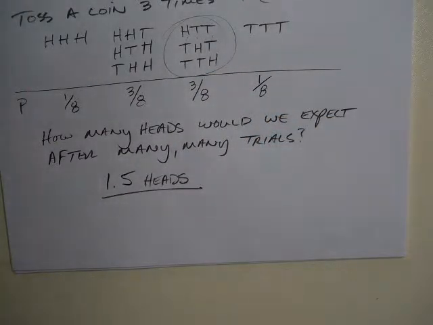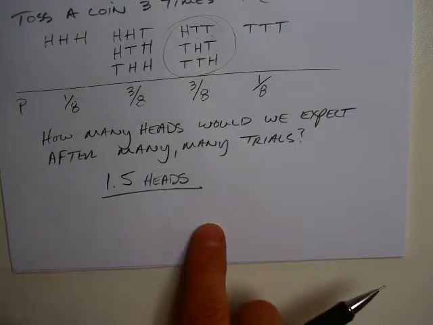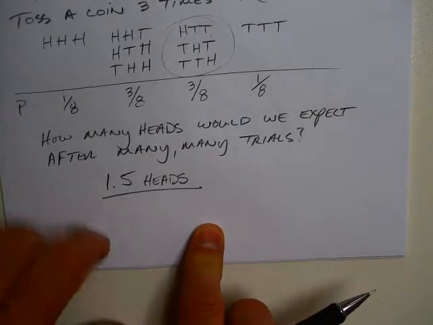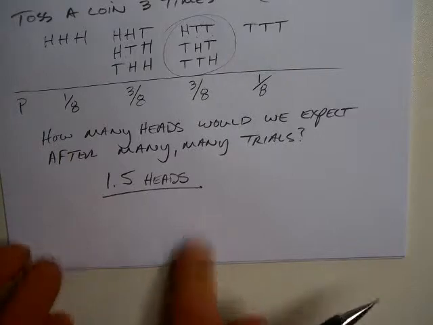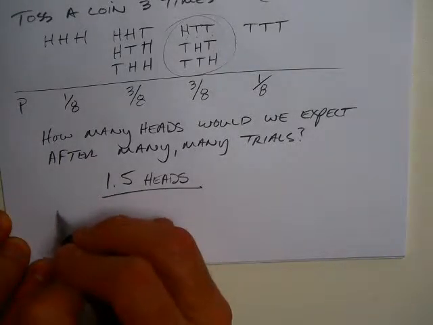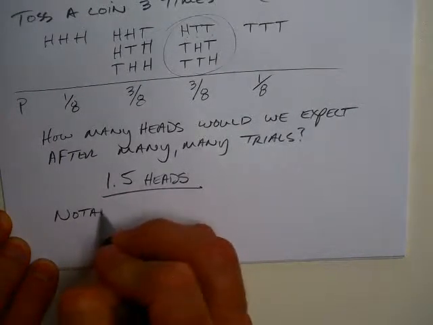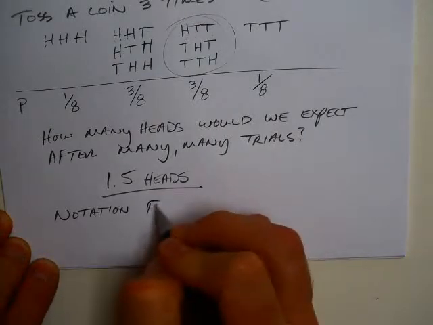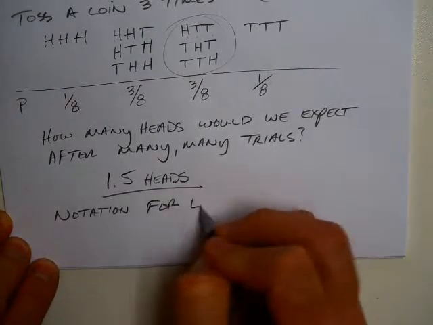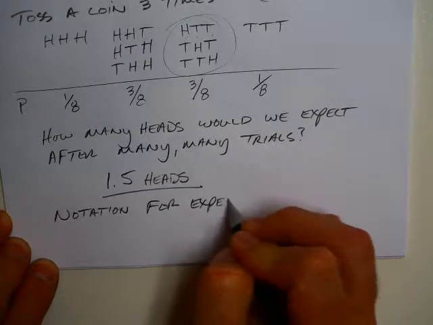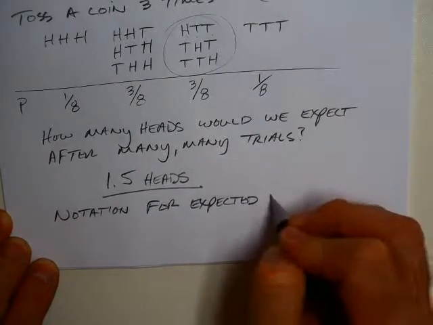Sure. So the average is 1.5 heads. There's some new notation, or at least new to me. It's new in this book. Notation for expected values.